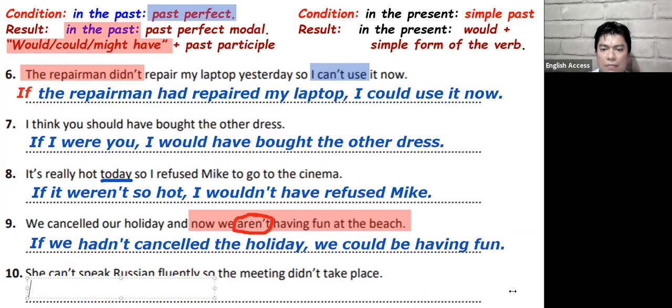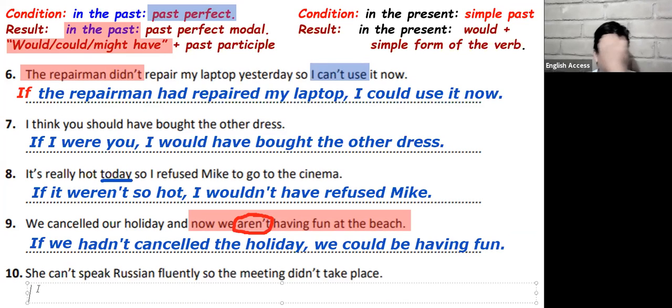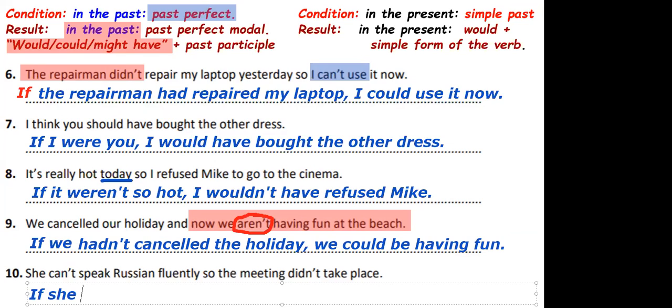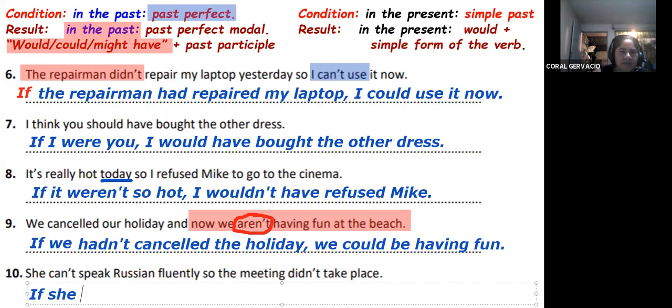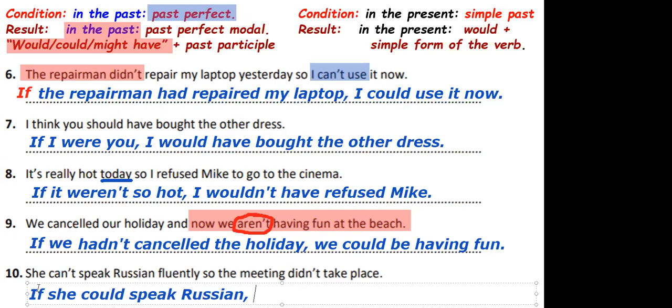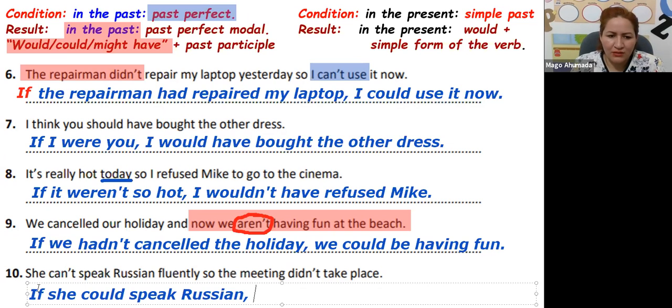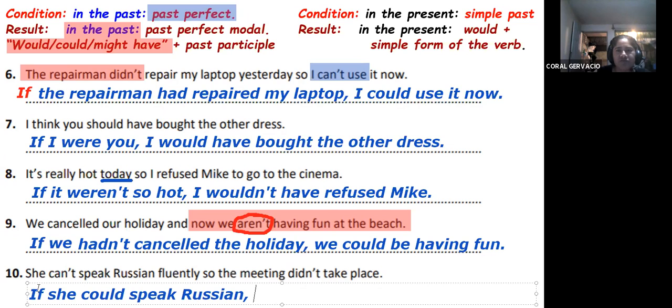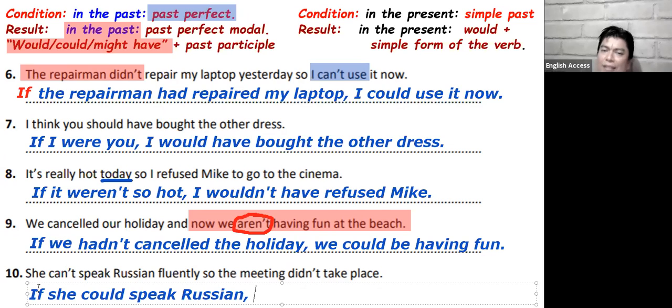And the last one. "If she can speak Russian fluently." If she could speak Russian, yes. So the meeting didn't take place. It could also be: if she had been able to speak Russian. Yeah, that's also correct.